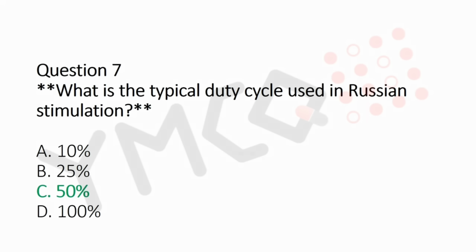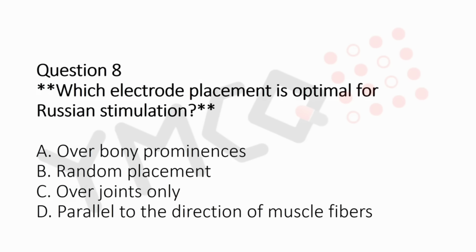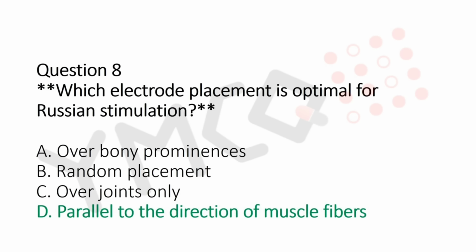Now let's move to question number 8. Which electrode placement is optimal for Russian stimulation? Option A, over body prominence. Option B, random placement. Option C, over the joint only. Option D, parallel to the direction of muscle fibers. And the answer is option D, parallel to the direction of muscle fibers.